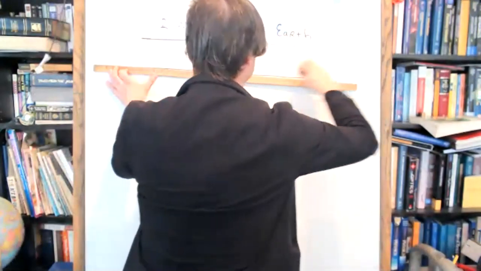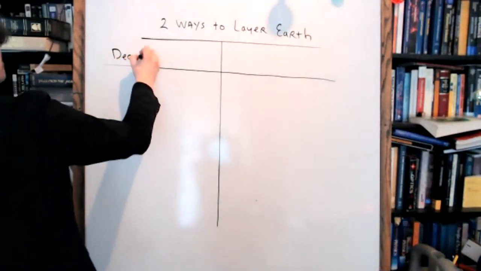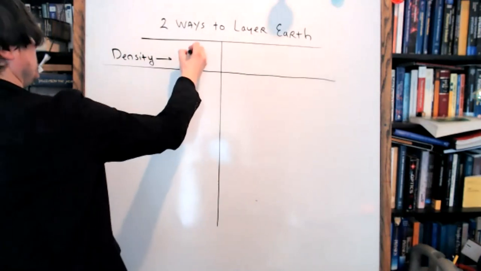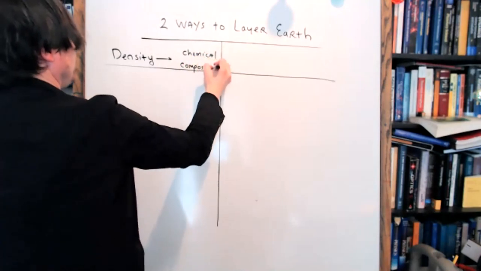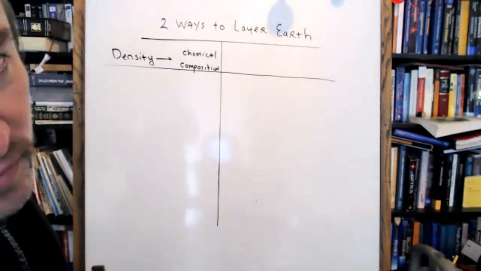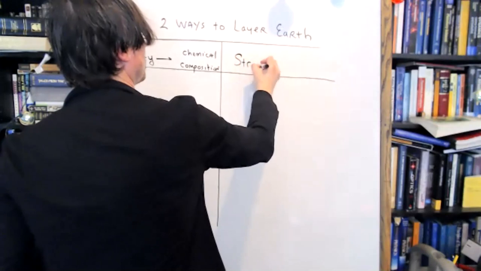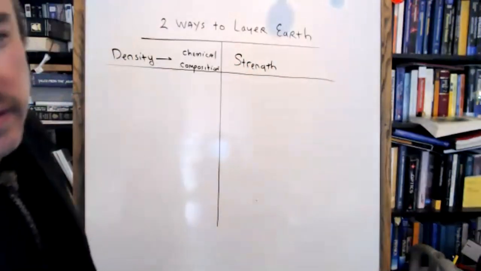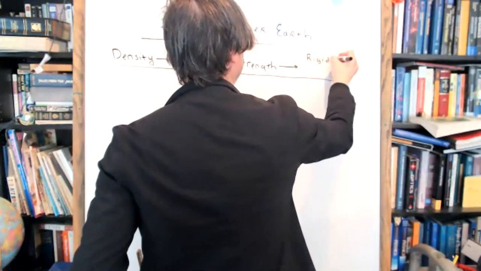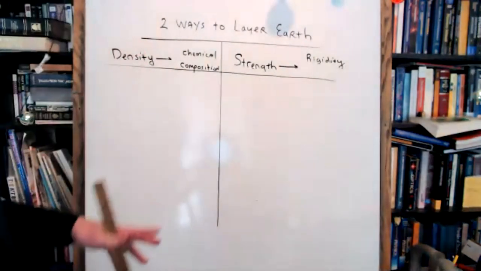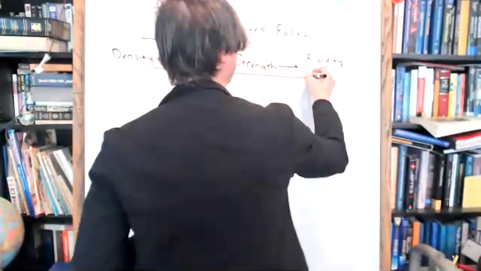We're going to make a table because I like to do those kinds of things, okay? There's first by density. Density is a tracer of chemical composition. The new way, the way that you probably haven't heard about unless you've taken a geology class, is by strength of the layered material. Other words that we could use for strength are rigidity, or maybe even plasticity, their ability to bend and flow. Let's write the other one down too.